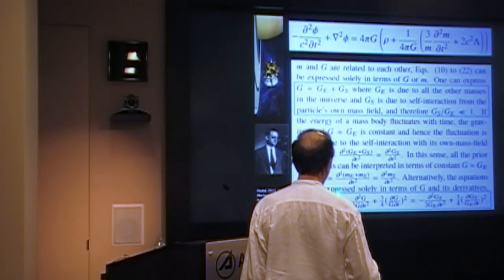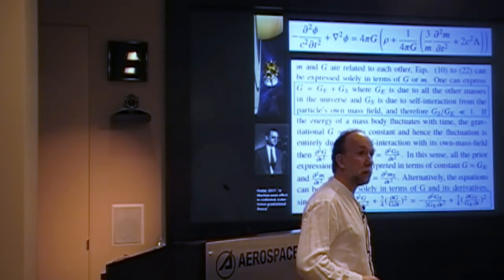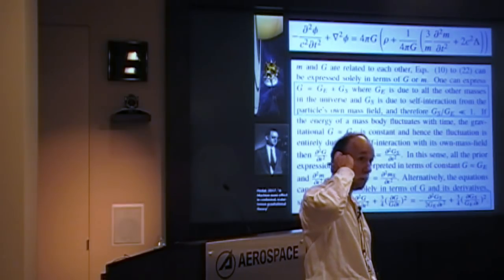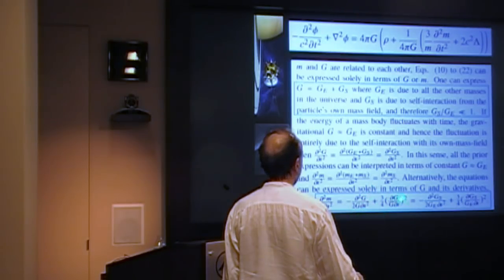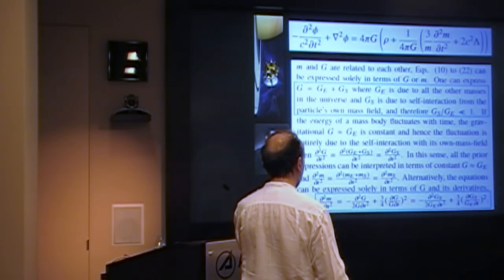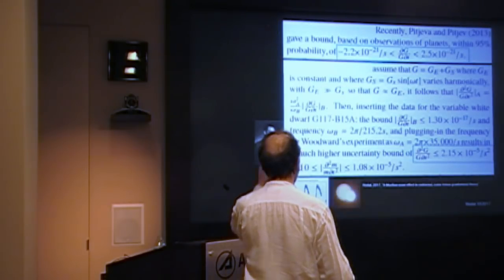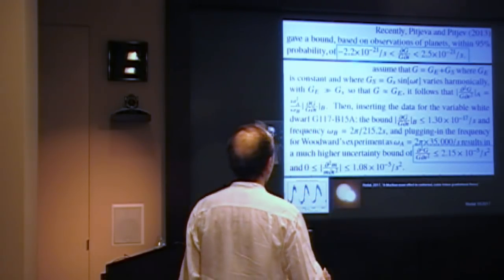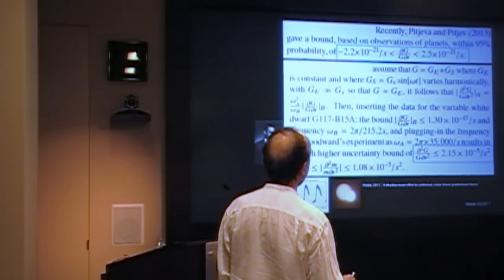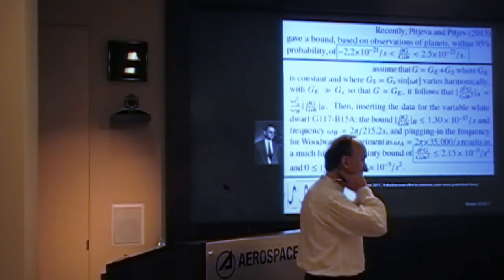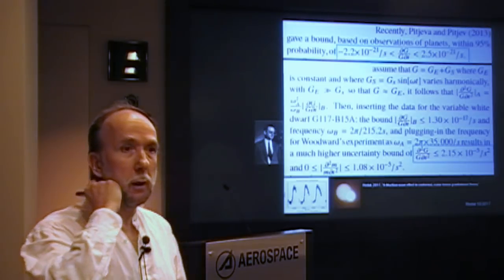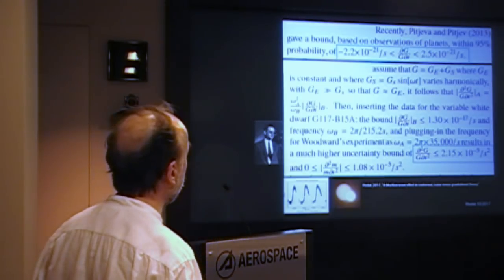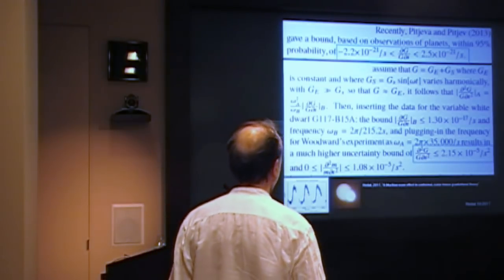And then consider the second derivative with respect to time. We're interested in that because of the Woodward effect. Remember, the energy fluctuation is dependent on the gravitational constant like this. In other words, it is the second derivative of the gravitational constant divided by the gravitational constant. The experiments that constrain this are the ones that were started actually by Shapiro. I think it was the Viking experiment that showed, based on observations of planets, there have been constraints.